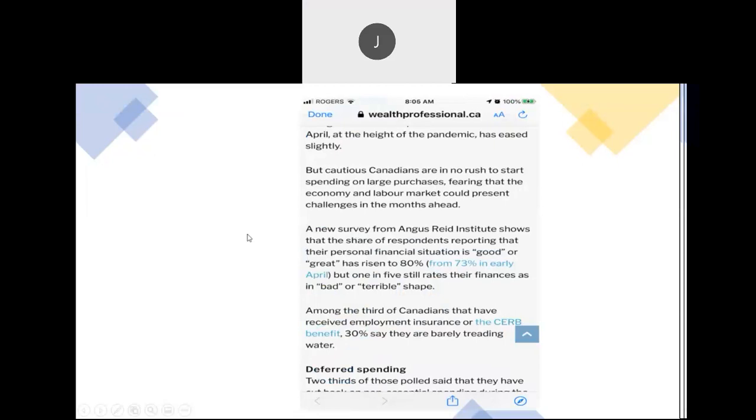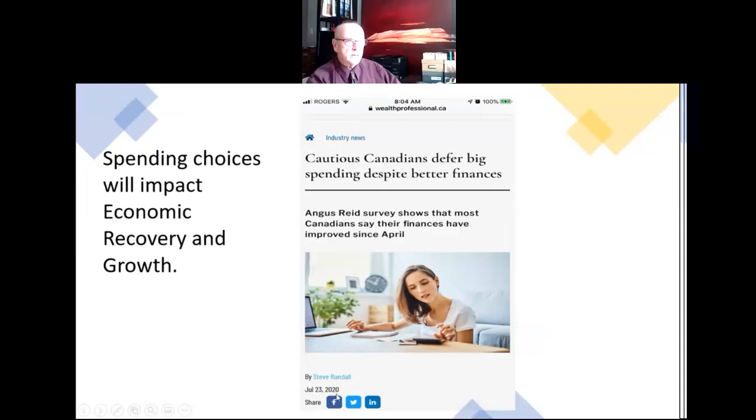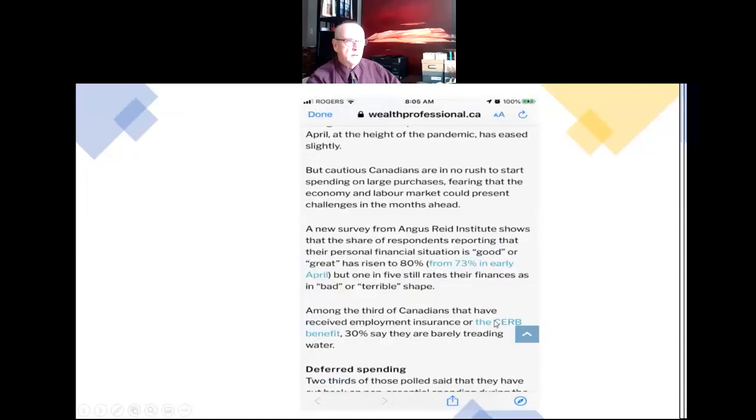Then this is the details of an article from Wealth Professional that went into those details. This was, I believe, July 2020 was the date of this article. At that time, a little over a year ago, 30% of Canadians said that they were barely able to survive their expenses each month.